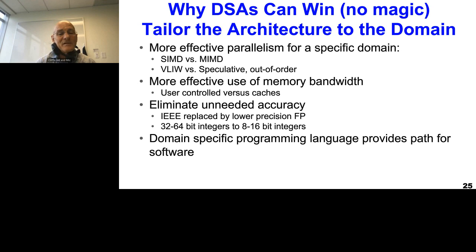Serendipitously, these domain-specific programming languages, writing things at higher levels, like in Python or in TensorFlow or PyTorch or languages like Halide, raise that level of abstraction, which makes it much easier to port that software to novel architectures.